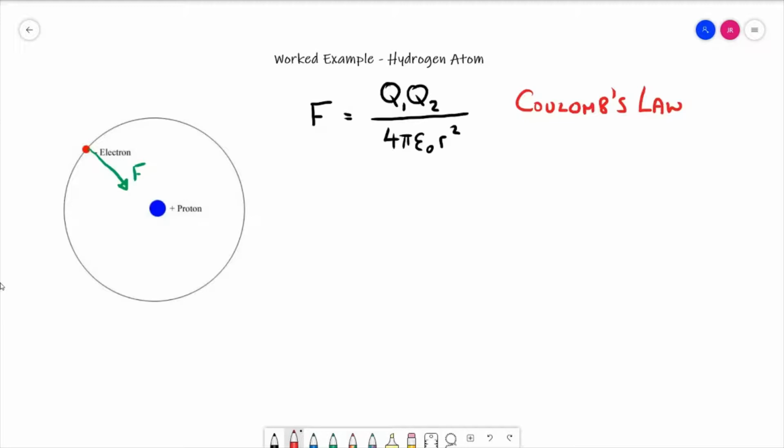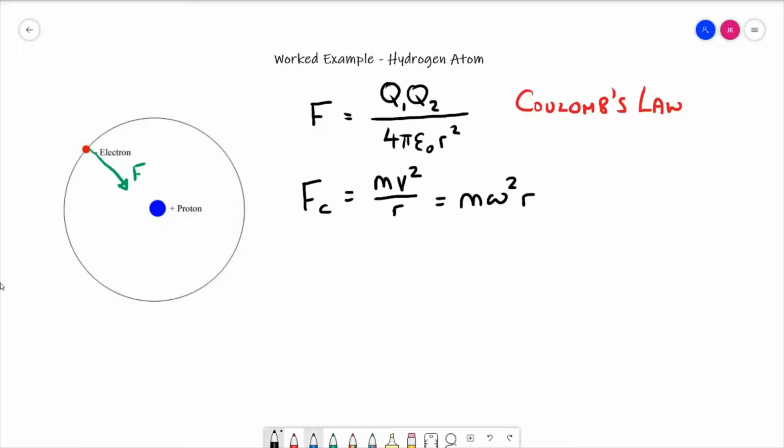Coulomb's law as a force will still act in between those two charges. In our example though, this force is acting in order to keep the electron orbiting around the proton. It is therefore acting as a centripetal force. Mathematically, therefore, we can take Coulomb's law, this force that we've just written on the screen, and we can equate that to either of our equations for centripetal force, either mv squared over r or m omega squared r.